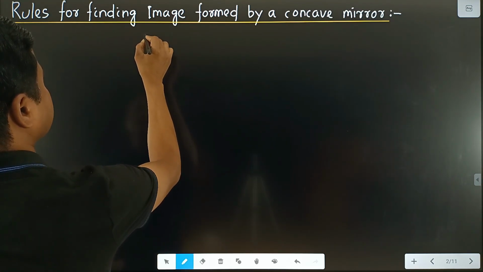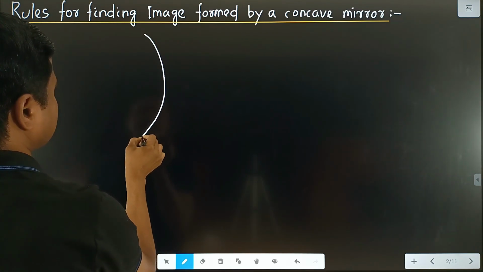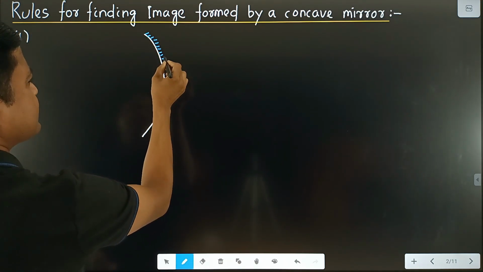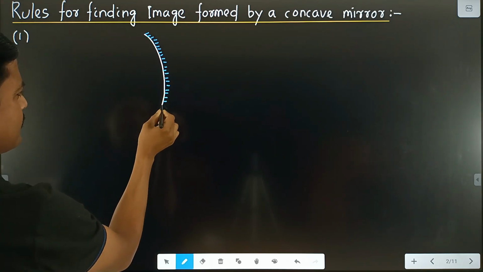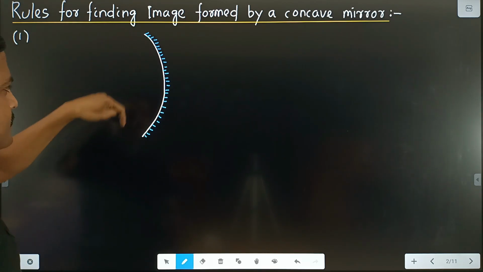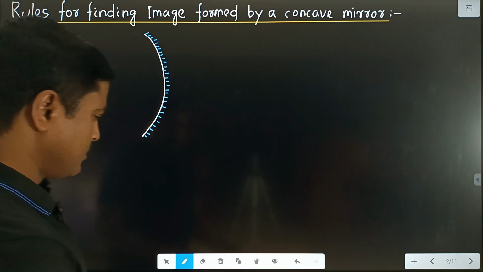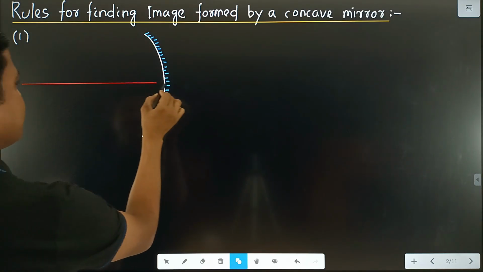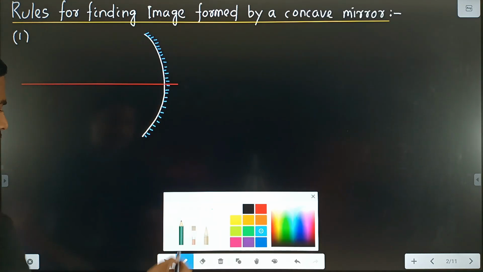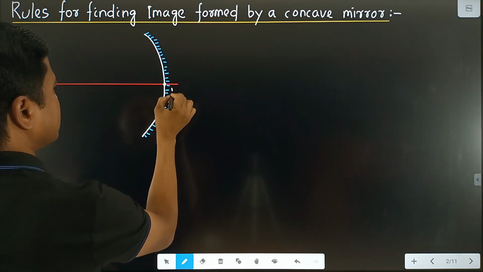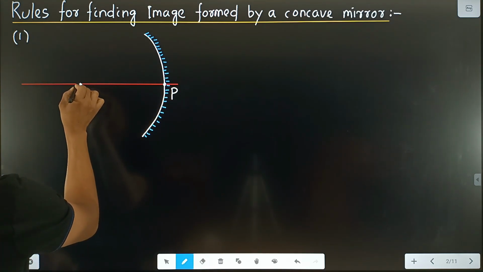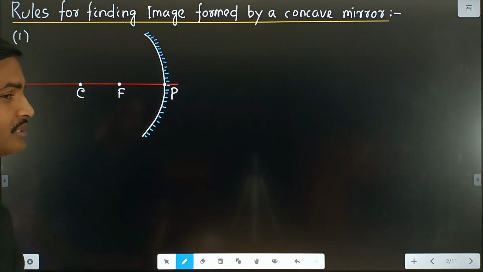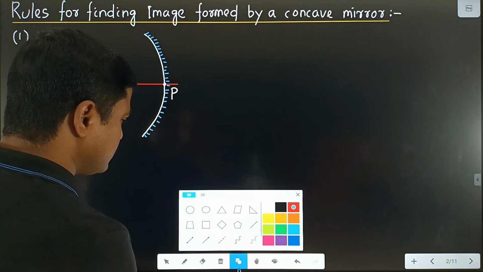Suppose we take a concave mirror, and its outer surface is silver coated. That means this is the non-reflecting surface, and this one is the inner surface, and you know that is the reflecting surface. And we draw the principal axis. Suppose this one is the principal axis, and you know principal axis always passes through the pole. This one is the pole, and this point is the center of curvature, and in between center of curvature and pole, you know focus is there.